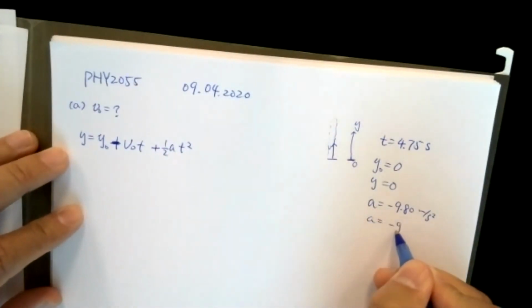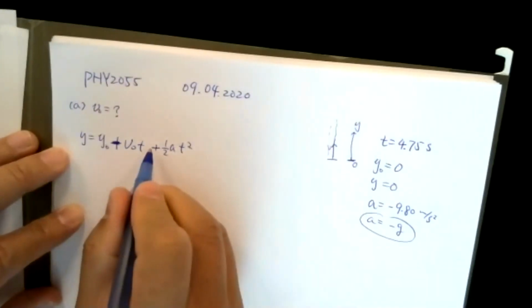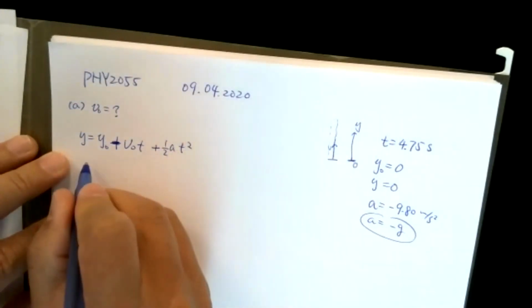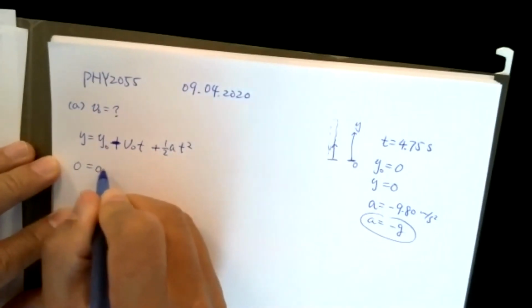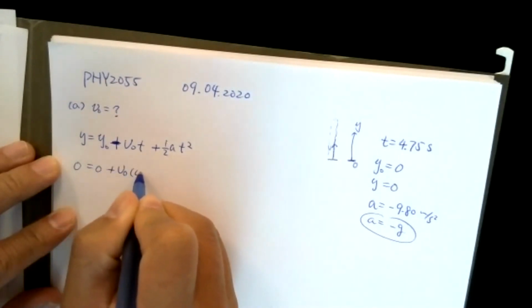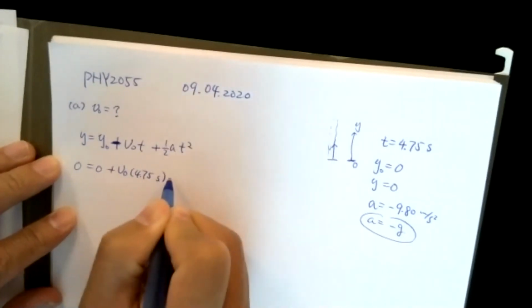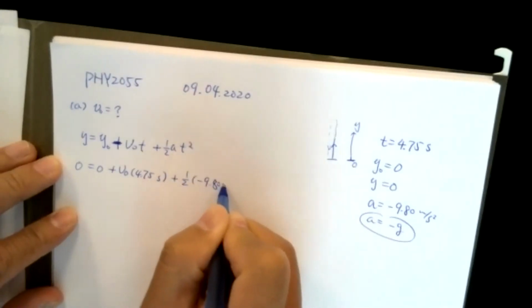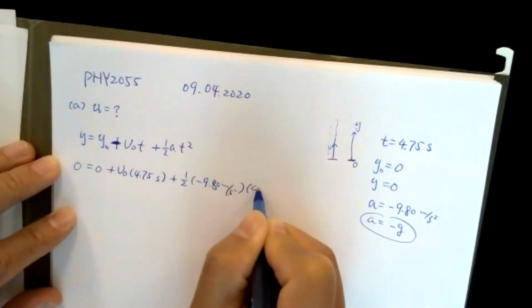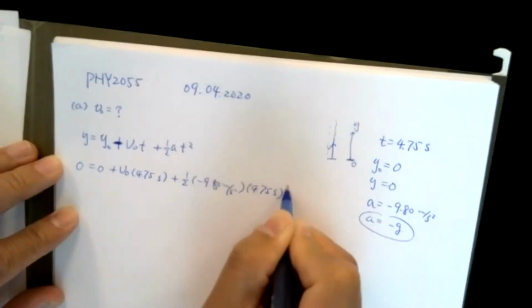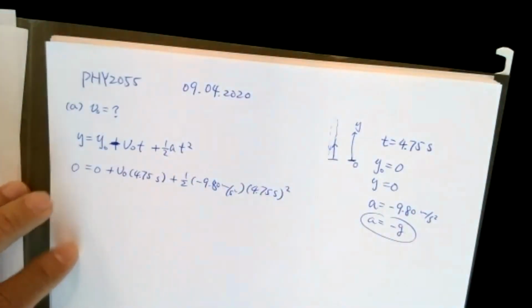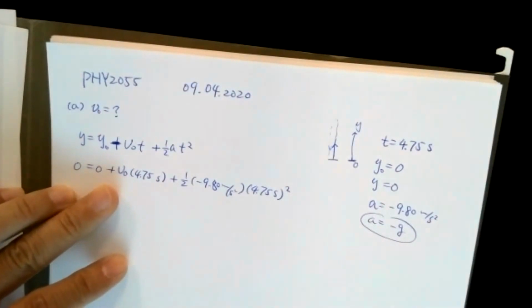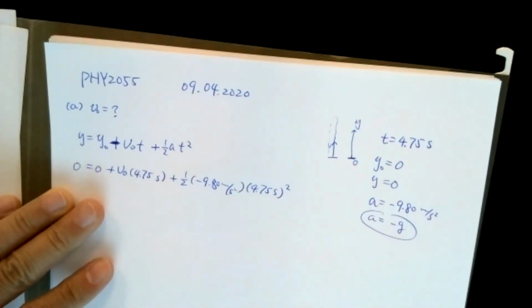Or you can write A as minus g, either way. Then you do minus 1/2 g t squared. So zero equals zero plus v zero times 4.75 seconds plus 1/2 times minus 9.80 meters per second squared times 4.75 seconds squared. Then you solve for v zero from this equation.